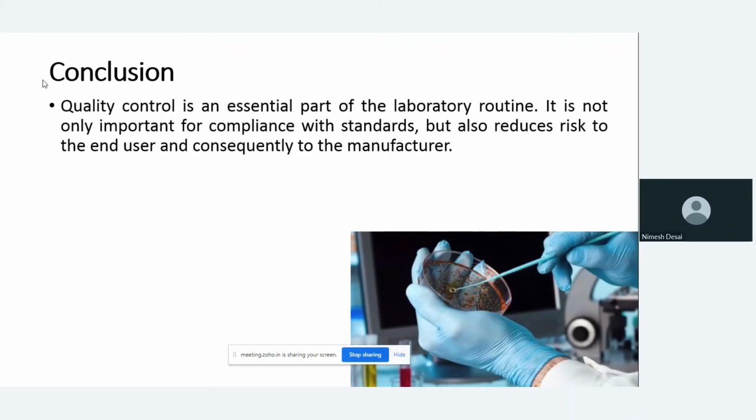Quality control is an essential part of laboratory routines. It is not only important for compliance with standards, but also reduces risk to the end users and consequently to the manufacturers. Thank you.